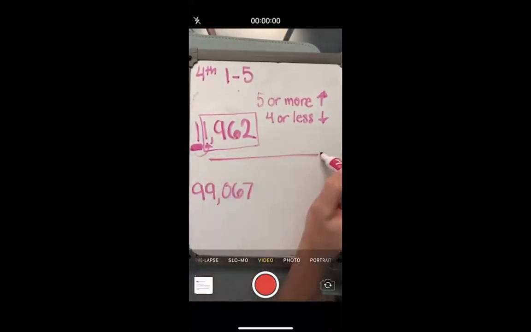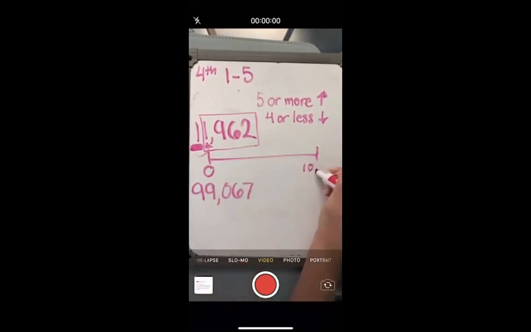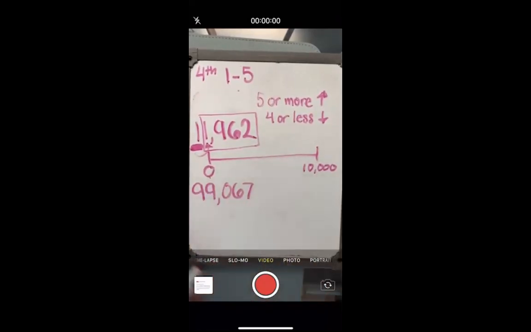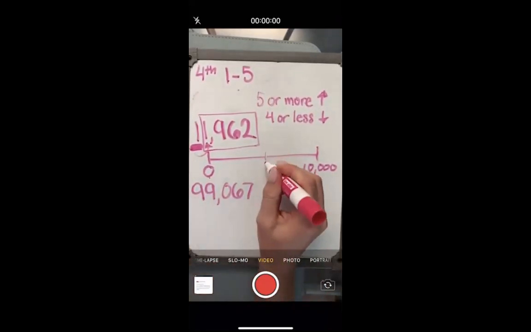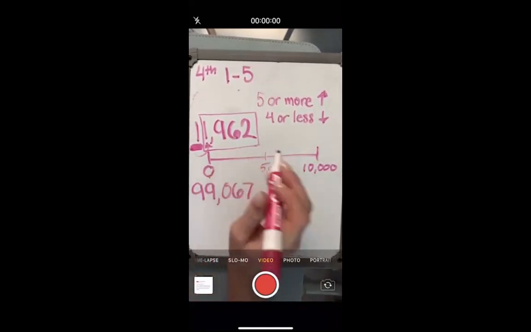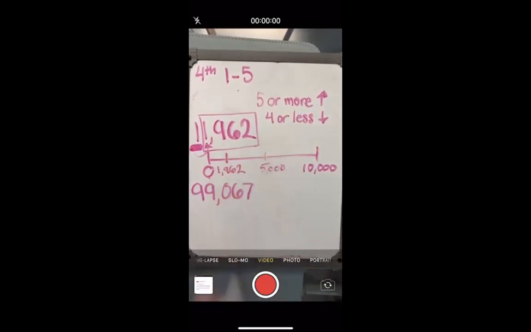So I think to myself, I have 0 and I have 10,000. Is 1,962 closer to 0 or closer to 10,000? Well, I know halfway would be 5,000, and my 1,962 is nowhere close. I think that would fall probably right here. So if I think about it in my head, this is definitely closer to 0 than it is to 10,000. If you like to think of a number line, that's one way to think of it.